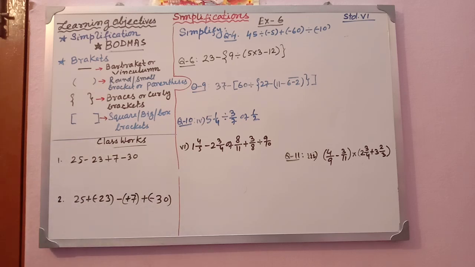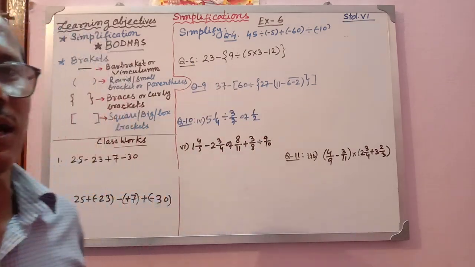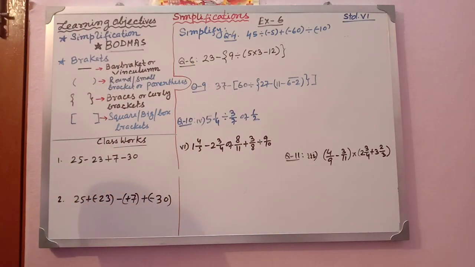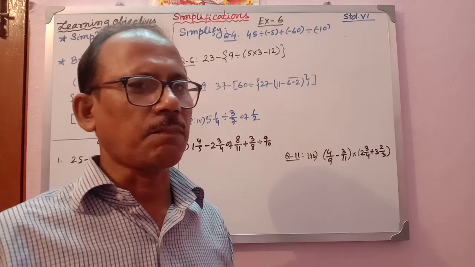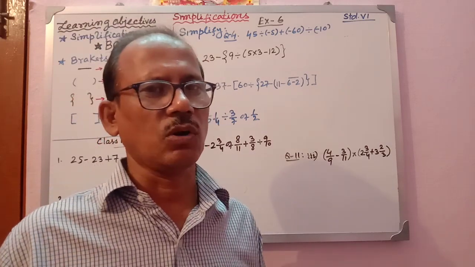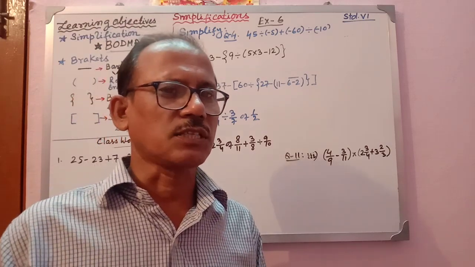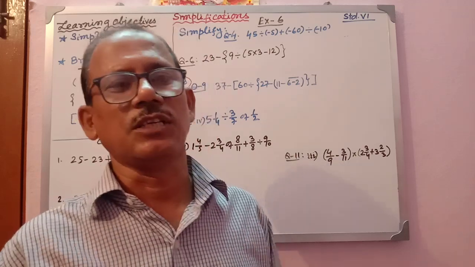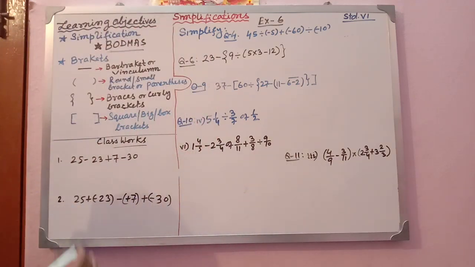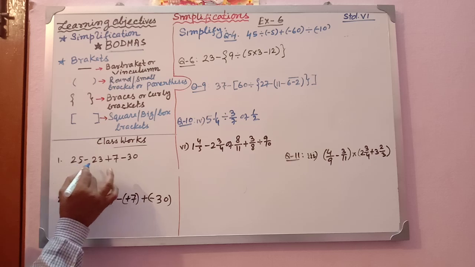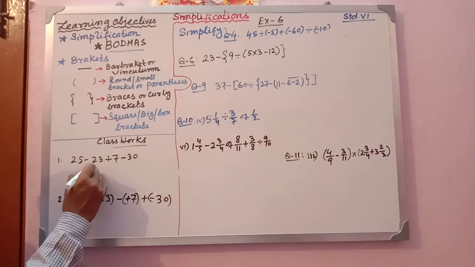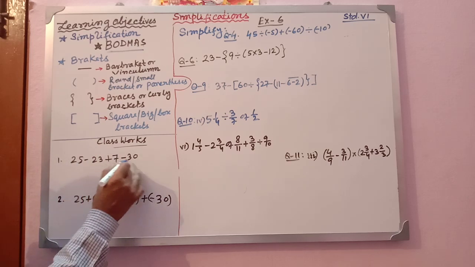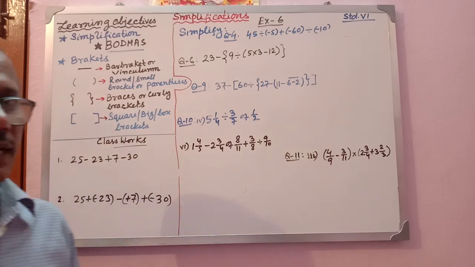Now, before we move on to the exercise, I will give you a little idea, because you children get confused with plus and minus, when addition and subtraction work is there, and when the plus and minus sign with multiplication is there. First of all, I have taken this example. See, 25 has a plus sign, 23 has a minus sign, 7 has a plus sign, 30 has a minus sign. Don't get confused.